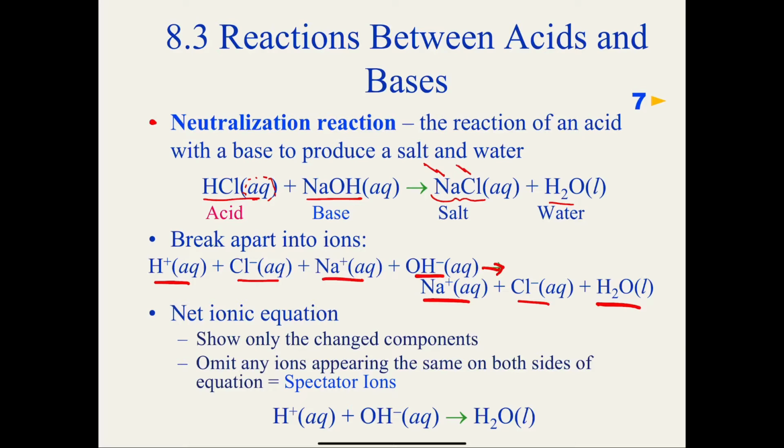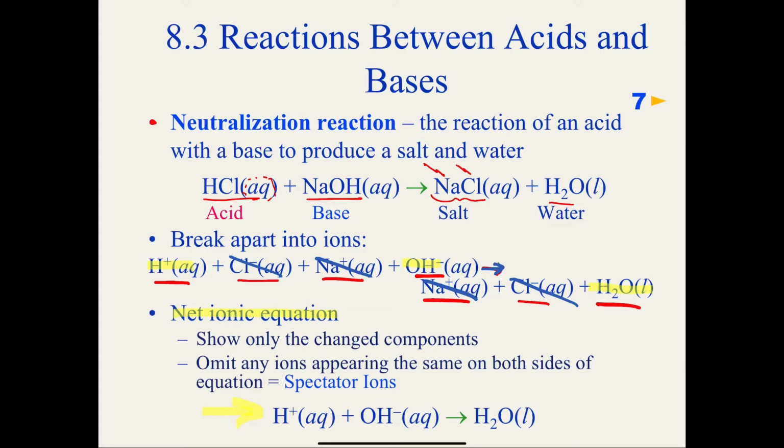Now let's focus on the reaction arrow here and see what ions remain unchanged on both sides of the reaction arrow. Hopefully you can see that the sodium cation is the same on both sides, and so is the chloride. And if I just write down what's left over, I have my hydrogen ion, or my proton, plus hydroxide, I get water. We call this a net ionic equation, which is shown right here.